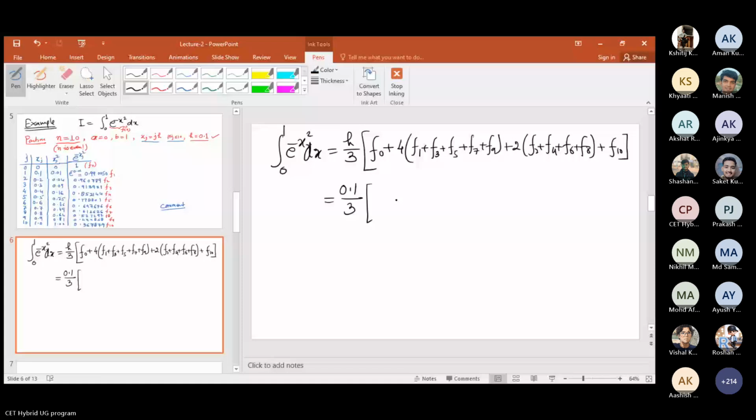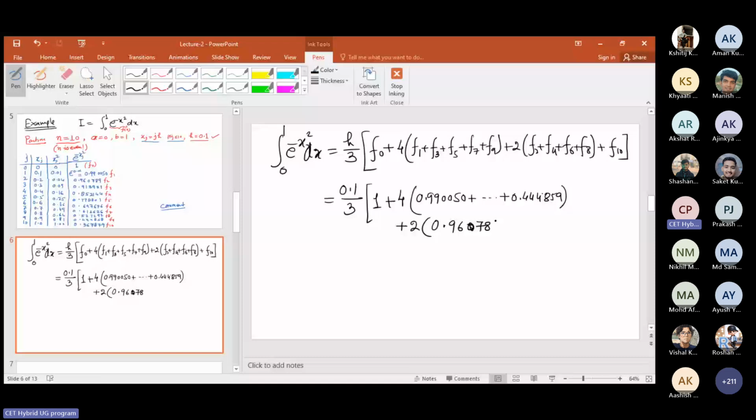f0 का वैल्यू 1 है, प्लस 4 टाइम्स f1 का वैल्यू 0.990050 प्लस f3 प्लस f5, ऐसे करते हुए सारे f9 तक आप वैल्यू रखोगे, 0.444858। इनफैक्ट ये सब ऐसे रखने की जरूरत नहीं है, you have to use the calculator, so you use the calculator and calculate all the values, प्लस 2 टाइम्स आप ऐसे f2 का वैल्यू रखोगे 0.960789 प्लस डॉट डॉट डॉट, आपको f8 तक वैल्यू रखना है, f8 is 0.527292 प्लस लास्ट वैल्यू आपको f10 का रखना है 0.367879, okay, and then you close the bracket.